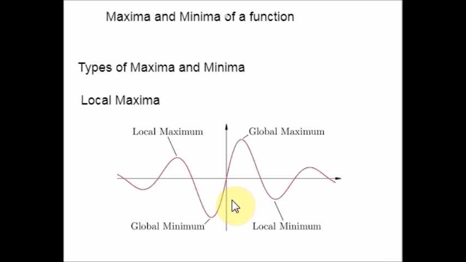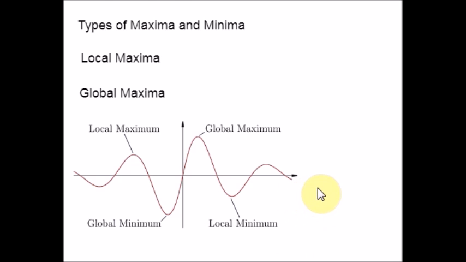Okay, now let us discuss global maxima. Please look at this graph. A point is known as a global maxima of a function when there is no other point in the domain of the function for which the value of the function is more than the value of the global maxima. See, did you notice that this is the highest one?